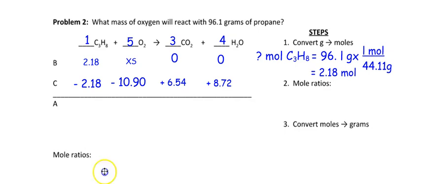All right, so now do your subtraction. You should get a 0 for that one. And what's a whole bunch minus 10.90? That's going to still be excess. You still have plenty. I don't know how much, but you still have plenty. And then now we have 6.54, and now we have 8.72, okay? So that's my mole ratio. So the change right here is my mole ratio.